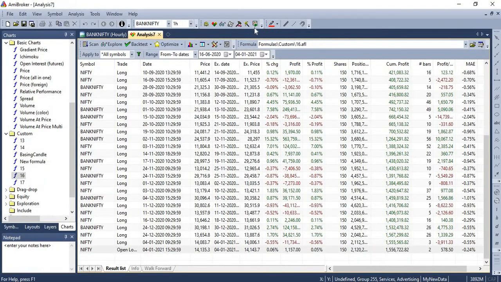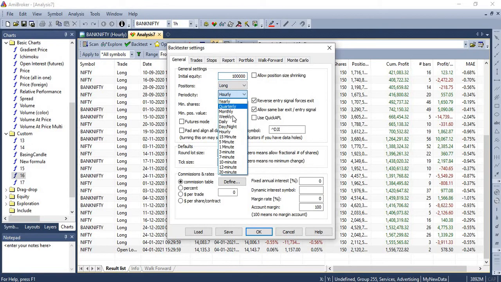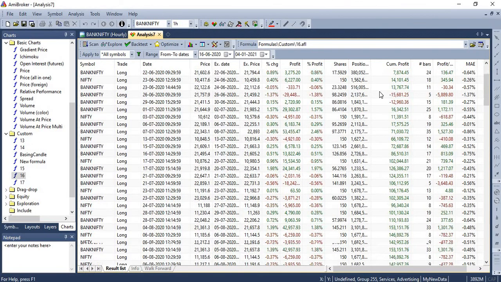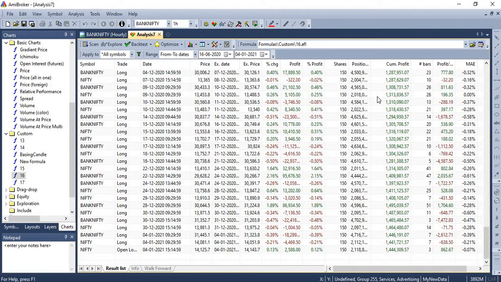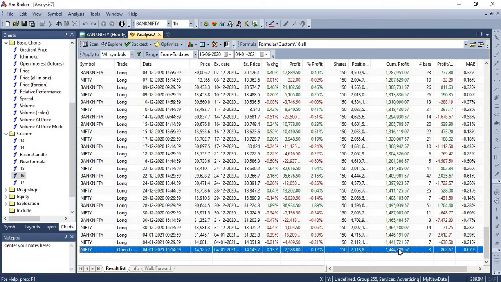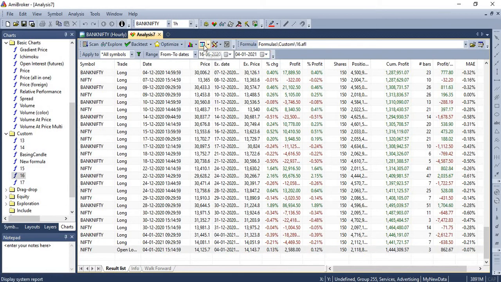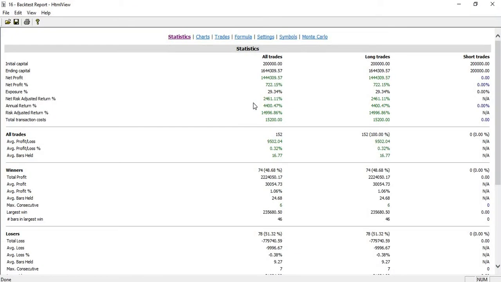So let's change the time frame here. I'm going to switch it to a 15 minute chart and run the backtest again. If you look at the results, in the 15 minute time frame, the strategy is able to generate approximately 14.5 lakh profits on a capital of 2 lakh rupees in 6 months. And once again, if I go to the reports, I'll be able to see the annualized returns, which are around 4,400%. The numbers are once again mind-blowing, isn't it?